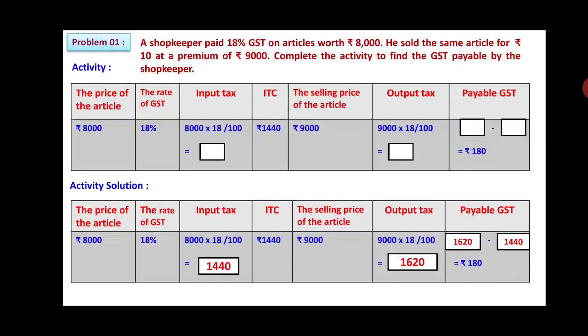1,440 is now the ITC. So the selling price of the article is 9,000. So output tax will be 18% of the 9,000, that comes to 1620. So 1620 minus 1,440 will be the total payable GST, that is rupees 180. So in the box with red color, show the values.